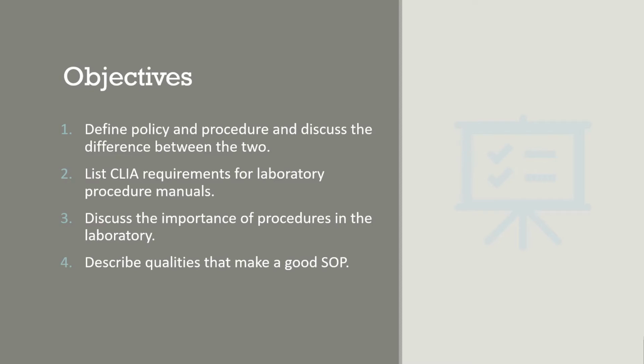The objectives for today's lecture: number 1, define policy and procedure and discuss the difference between the two. Number 2, list CLIA requirements for laboratory procedure manuals. Number 3, discuss the importance of procedures in the laboratory. And number 4, describe qualities that make a good standard operating procedure.